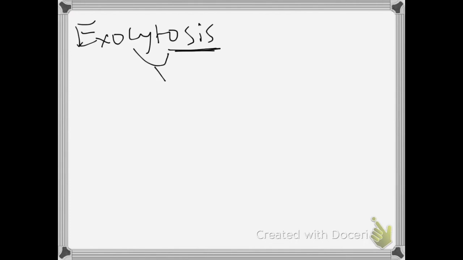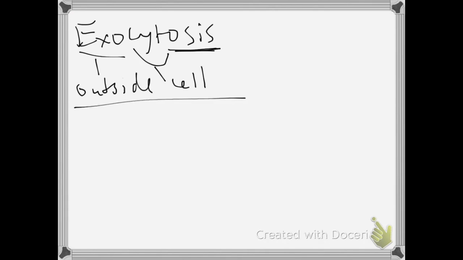So the first one we'll do is exocytosis. So osis, this is another root that we want to work with. Osis is the process of, okay, so it's the condition of. Cyto is cell. Exo means outside. So this is the process of outside the cell, or the process of moving something outside the cell.